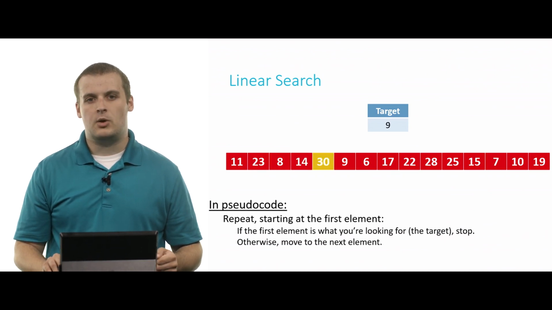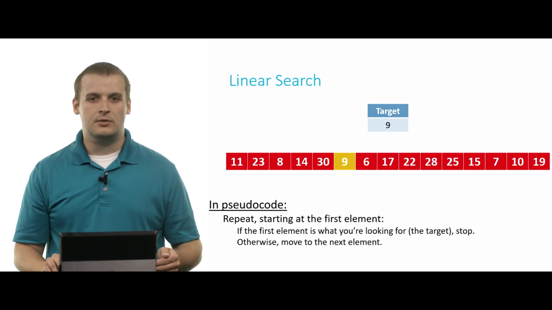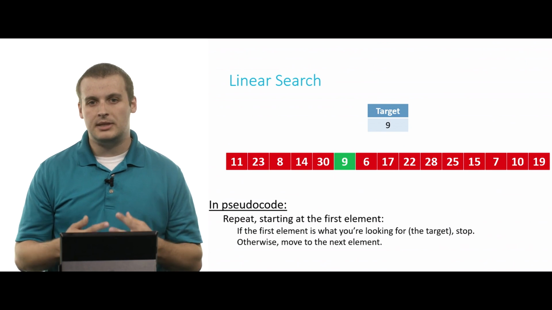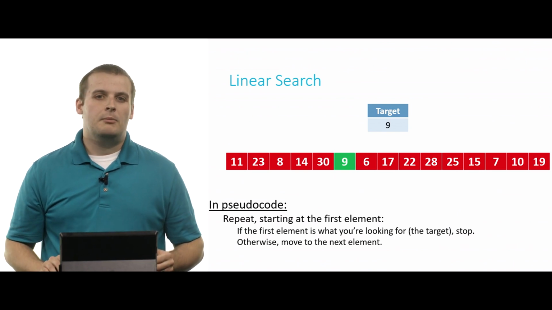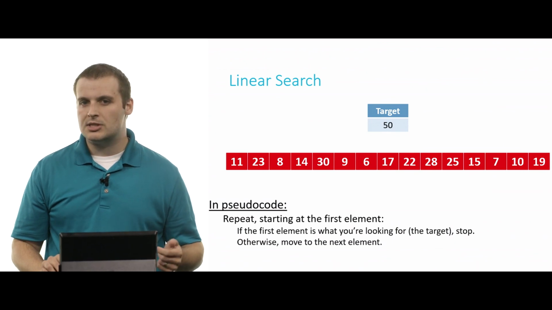And we keep going through this process over and over until we land on a situation like this. 9 is what we're looking for, and this element of the array has a value of 9. And so we found what we're looking for, and we can stop. The linear search has completed successfully. But what about if we're looking for an element that's not in our array? Does linear search still work?